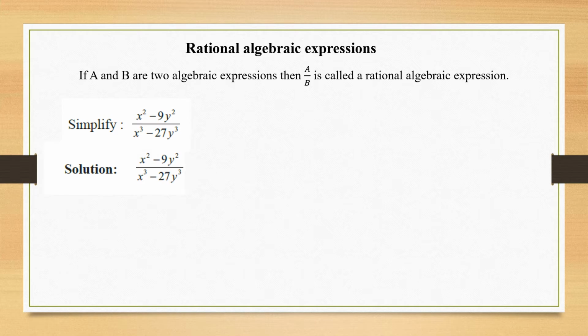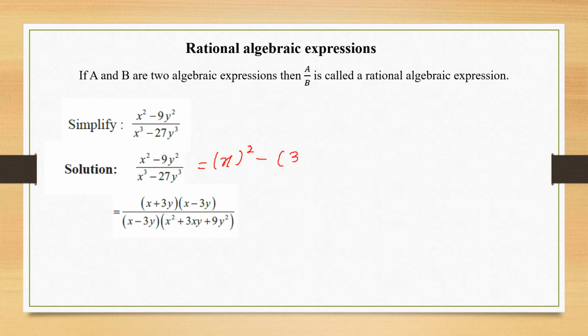In the numerator, we have x squared minus 9y squared, and in the denominator, we have x cubed minus 27y cubed. We know 9 is a square of 3 and 27 is a cube of 3. So we'll rewrite the numerator as (x) squared minus (3y) squared, and the denominator as (x) cubed minus (3y) cubed, as we know 27 is a cube of 3.